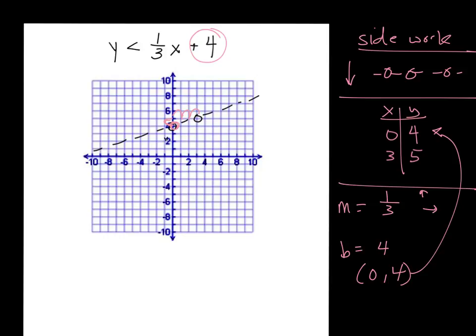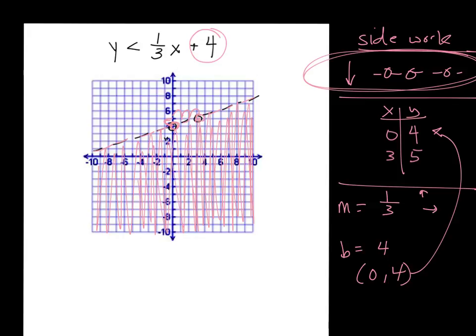So that's using rise over run, and then I mark that point, and then again I use the dashed line. Okay, so I'm doing this in red, but then you still have to come back to this side work. This side work piece is the same. Okay, so dashed line, and we shade down from there. So we shade everywhere below the line. All right.